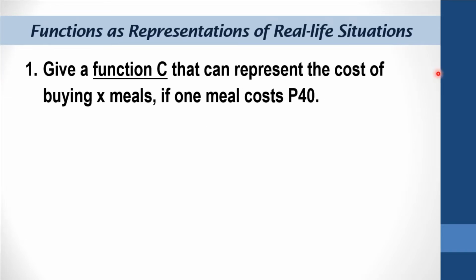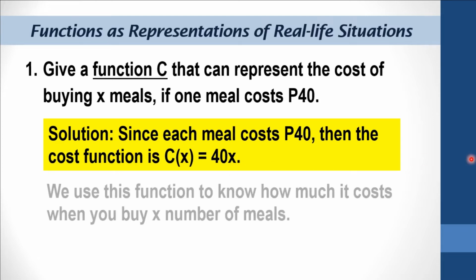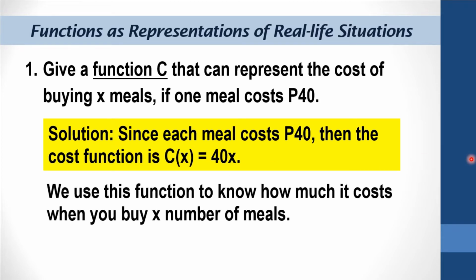Okay, the first problem is that we have to give a function C that can represent the cost of buying x meals if one meal costs 40 pesos. So, ang solution natin, since each meal costs 40 pesos, then the cost function is function C of x, or the cost in terms of the number of meals. Ito, x meals equals 40 times the number of meals, or 40x. Okay, so further understanding muna. We use this function to know how much it costs when you buy x number of meals.